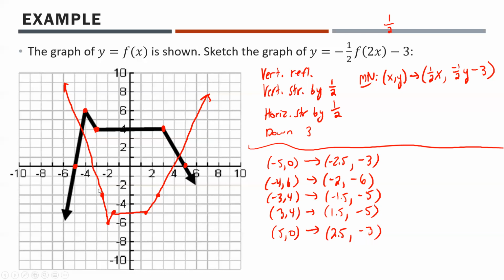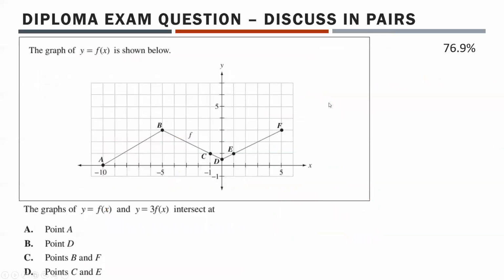Anyway, next example. This is a first in this course. Buckle up, drum roll, please. Diploma exam question. Ooh, so this is pulled from a real diploma exam in the past. This number over here, this 76.9%, that actually represents how many students in Alberta got that question correct when it was put on a real diploma exam. No pressure or anything, seeing such a number like that.